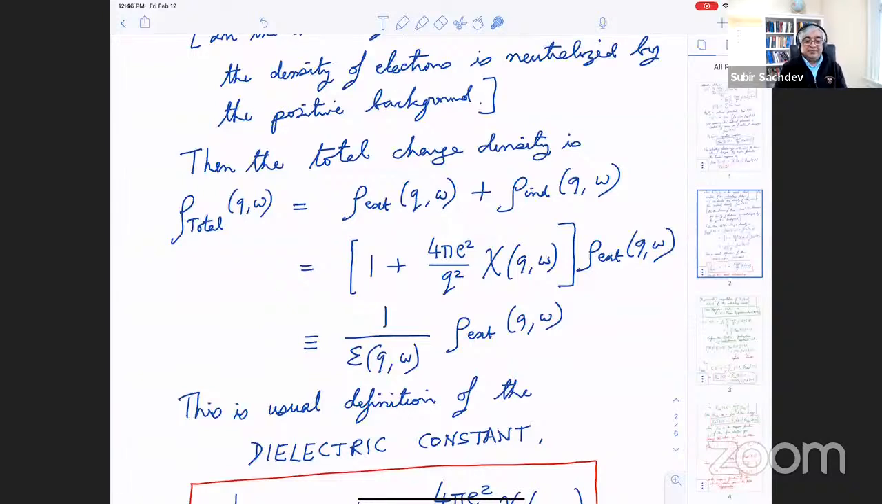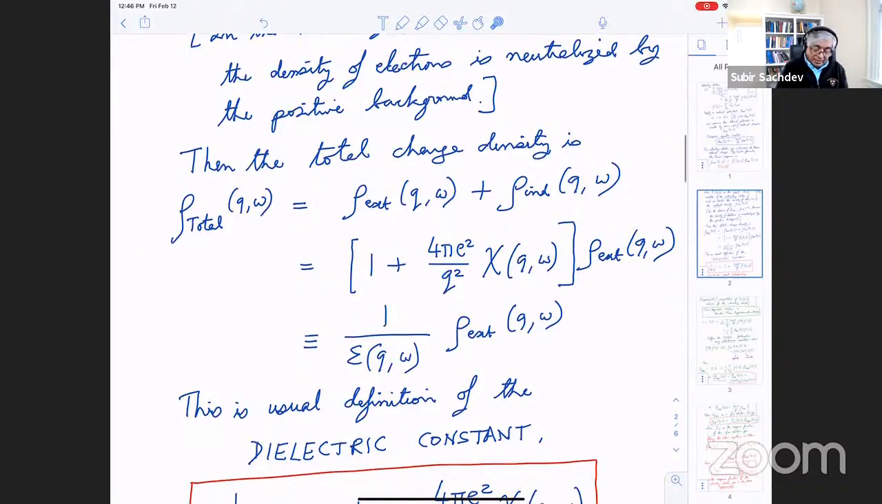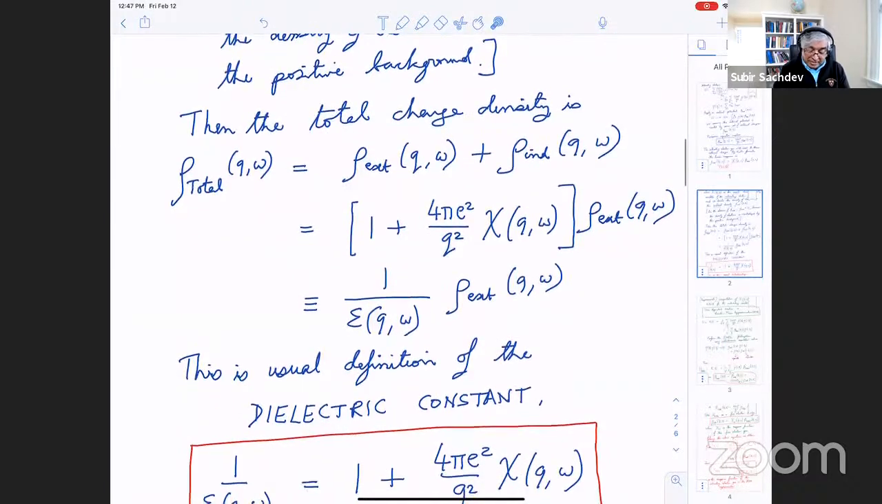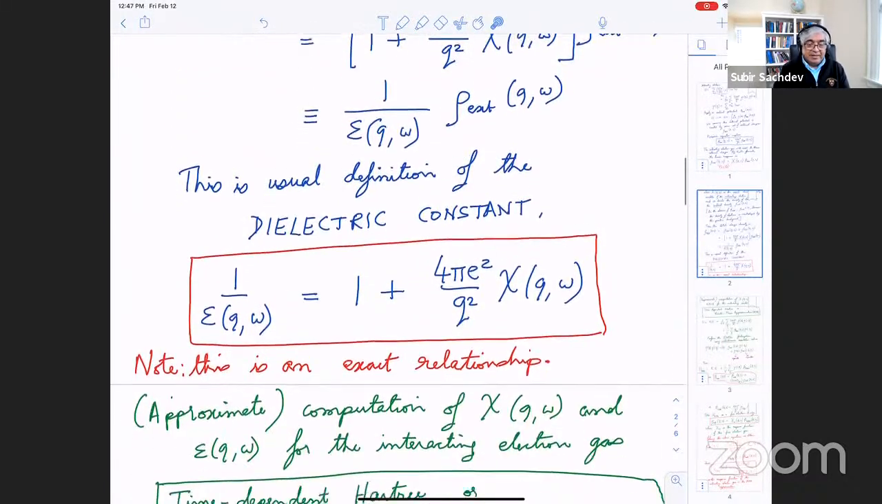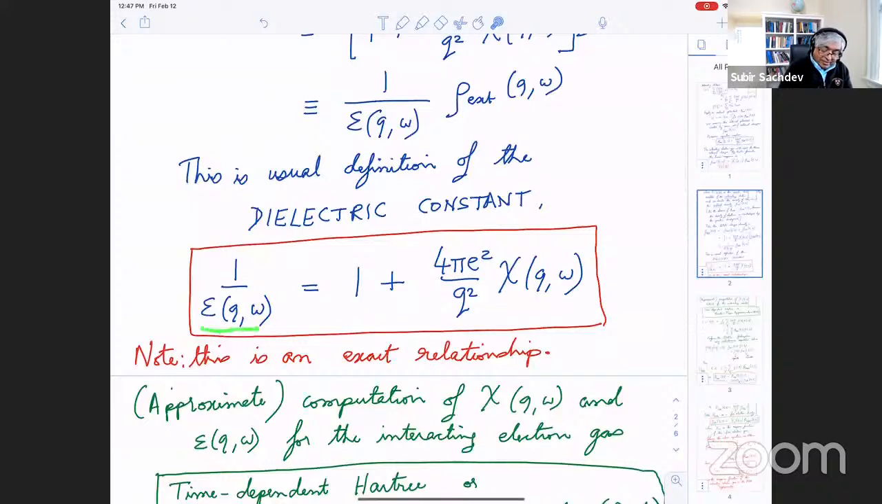Of course, the constant that you learn about is the limit of this epsilon as q goes to zero, and omega is the frequency of your radiation. So if you have microwave radiation, then you put omega equals your microwave. If you have light, you put omega equal to light. And that's what you call the dielectric constant. All right, so we have a function, the dielectric function. And this dielectric function is directly related to the Kubo formula. So the Kubo formula tells us the density-density correlation function of the electron gas in the absence of any external perturbation.